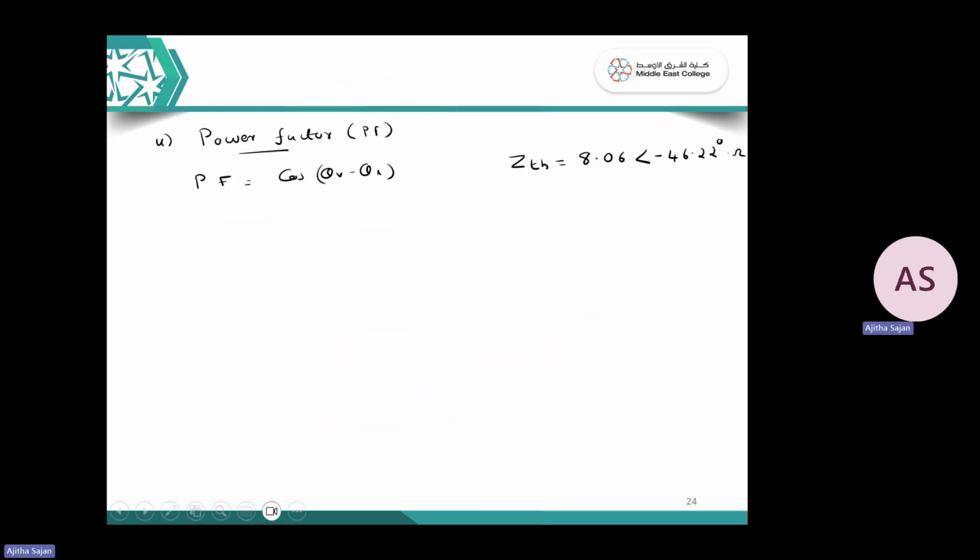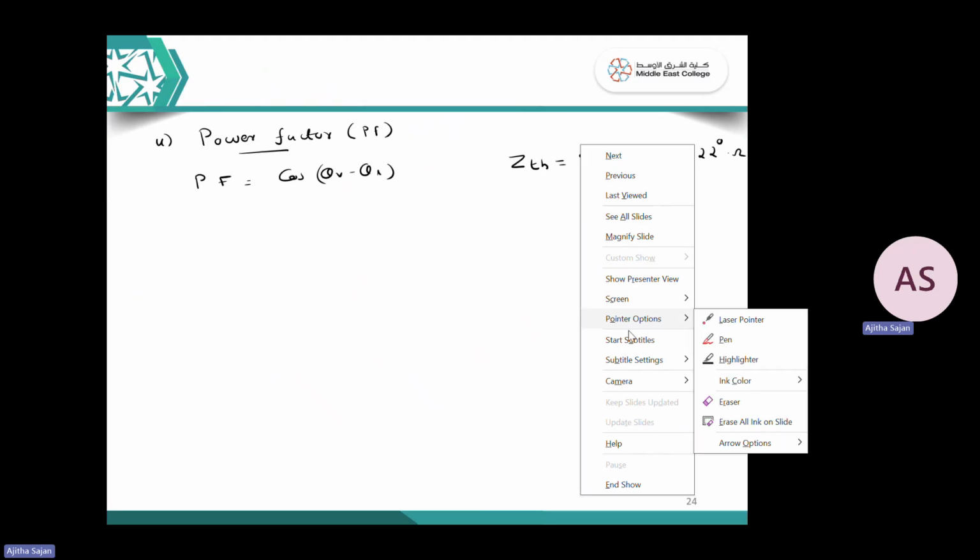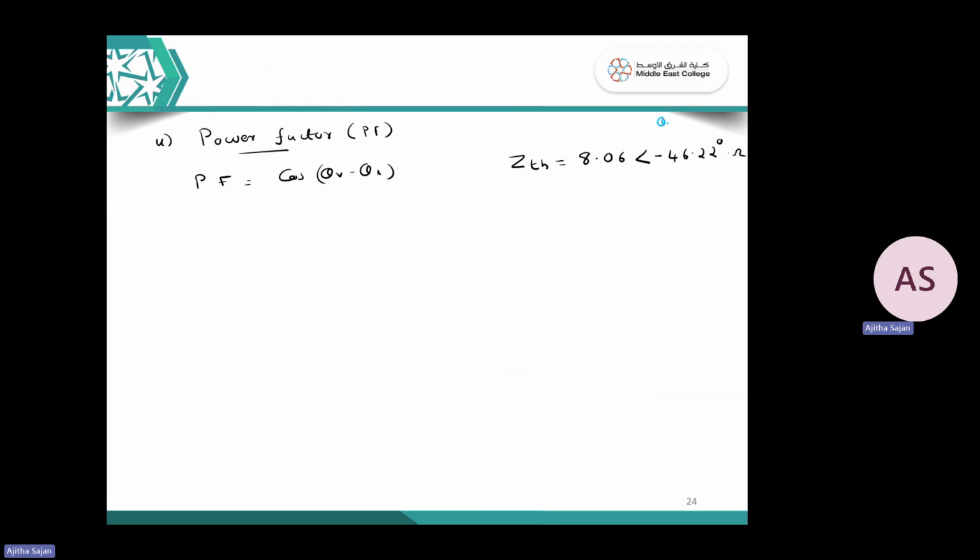Okay, so understand, again I'm repeating, the angle associated with the Z will be theta V minus theta I. So here you can substitute it as cos of the angle, minus 46.22. When you find cos of minus 46.22, you will get the answer as 0.69. So that is your power factor. There is no unit for power factor.